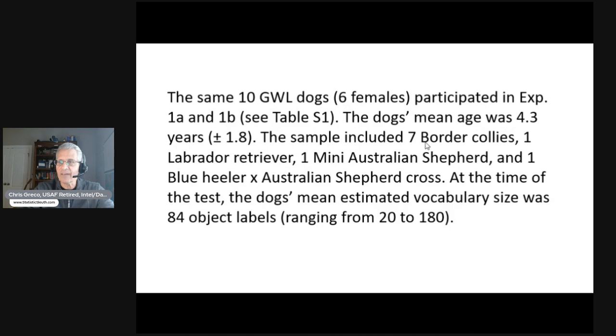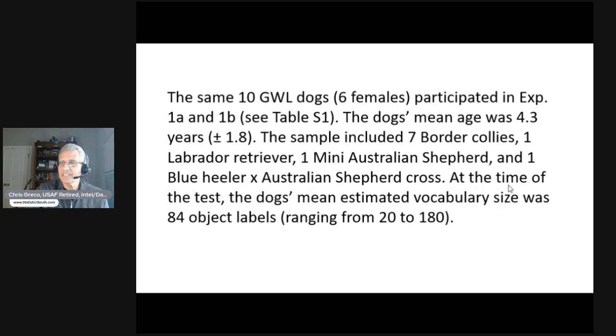The sample included 7 border collies, 1 Labrador Retriever, 1 mini Australian Shepherd, and 1 Blue Heeler Australian Shepherd mix. So you have 7 border collies. Now, I don't know what you know about border collies, but border collies are really smart dogs. They use them to herd sheep. I mean, these are not dumb dogs. The dogs themselves will herd sheep. It's just pretty amazing.